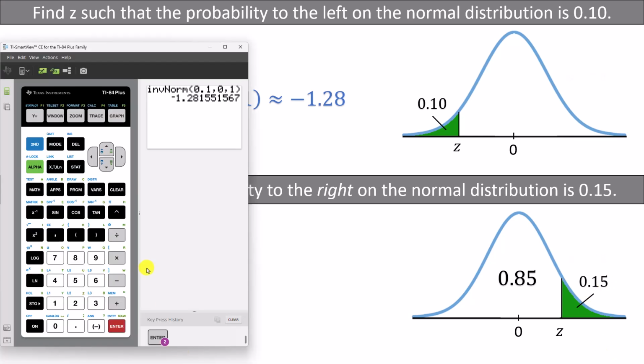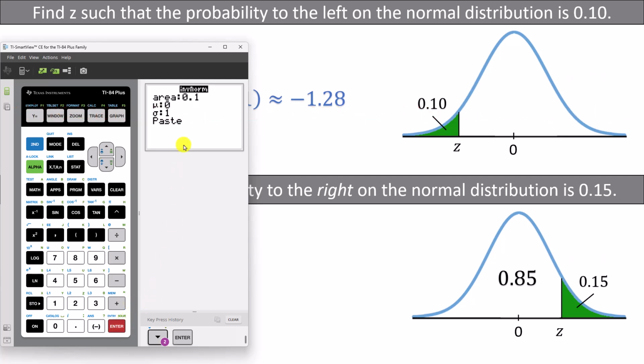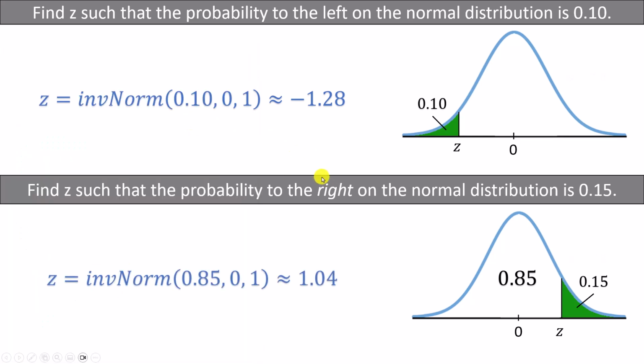So let's grab our calculator and press the second key, then the distribution key, and then we can go down to inverse norm. Next, we can put in the area, which in this case is going to be the area to the left, which is that 0.85. Once again, leave mu and sigma as 0 and 1. Go ahead and paste and press enter, and you will get the z-score, which in this case turns out to be about 1.04. The z-score such that the probability to the right on the normal distribution is 0.15 would be a z-score of 1.04.